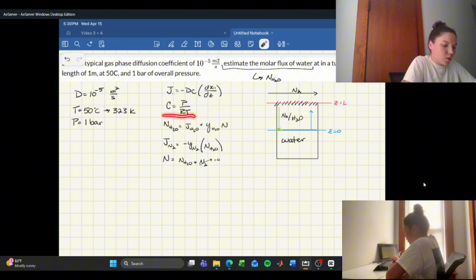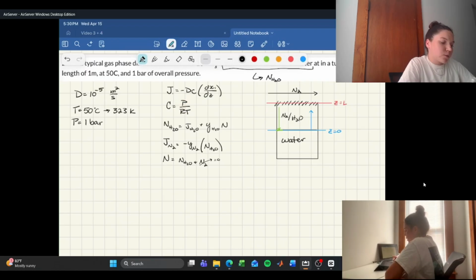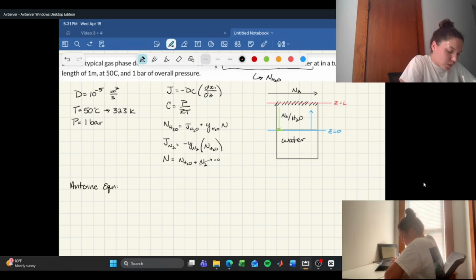So now if we want to solve for the concentration, we have to find the pressure. And to find the pressure, we need to use either the Antoine equation or the Clausius-Clapeyron equation. So for Antoine, the log of the saturated pressure is going to be equal to, these are all normally in the table, A minus B over C plus the temperature.